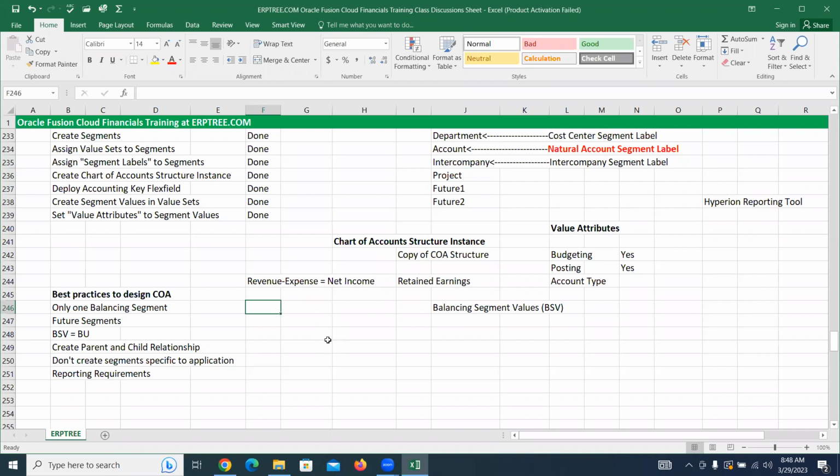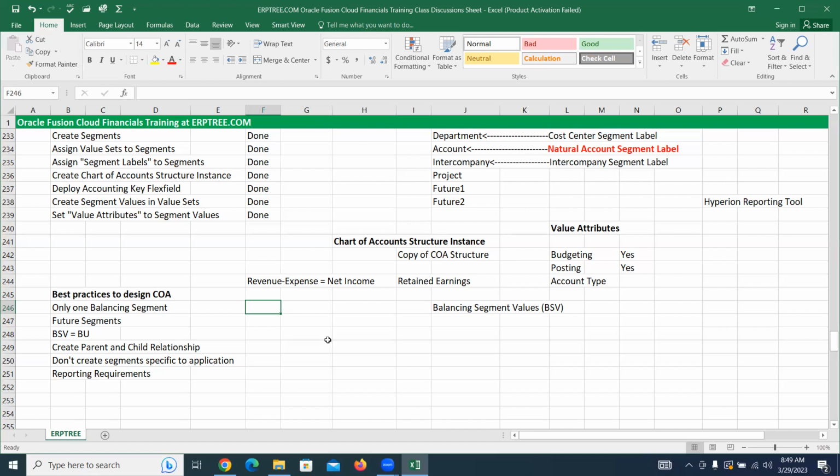You are creating a transaction. By mistake, at the secondary or third balancing segment level, debits and credits are not balancing. What will the system do? It will take it as intercompany. It doesn't treat it as dealing with your supplier and customer. It will understand it as intercompany. Everything goes wrong, right?